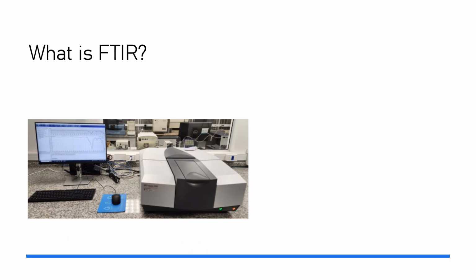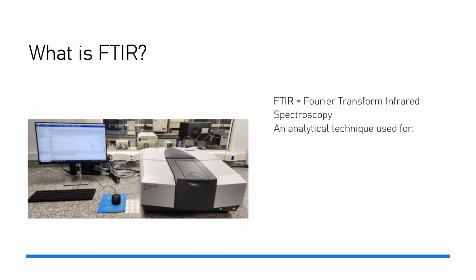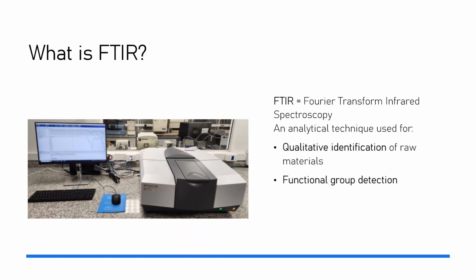So now first we will understand what is FTIR. FTIR stands for Fourier transform infrared spectroscopy, which is an analytical technique used for, first, the qualitative identification of raw materials. So FTIR confirms raw material by matching the sample spectrum with the reference fingerprint, right? Second one is the functional group detection. So FTIR identifies functional groups through their unique absorption peaks, right?